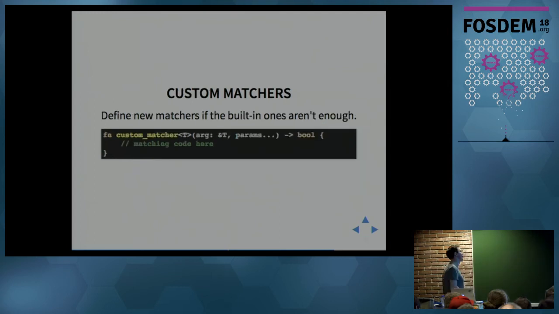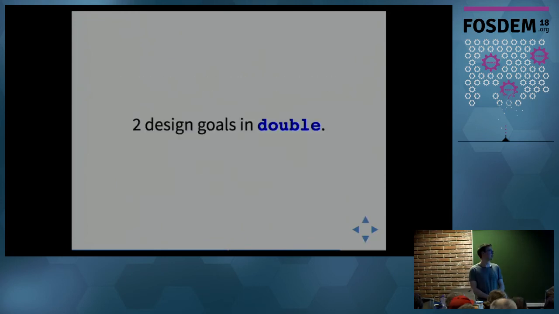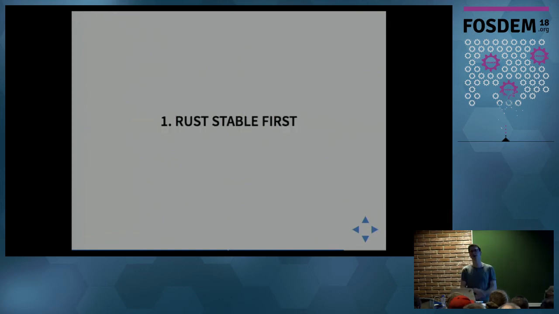So design considerations. There were two design goals in Double, and this was Rust stable. Rust stable was a requirement, particularly for me, because I was working on software that required Rust stable and not Nightly. And it's surprising how many mocking frameworks out there always go with Nightly. It's because mocking and code generation is often a lot more convenient when you're using various Nightly plugins and compiler plugins and whatnot. For me, I didn't have that option, so I needed to go with something that could only use stable features. And the second one was no changes to production code.